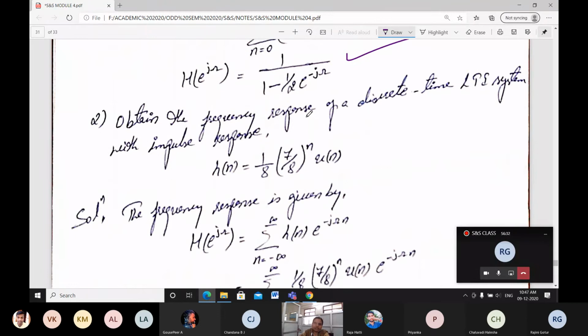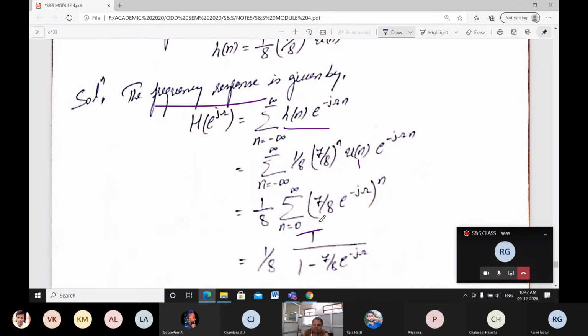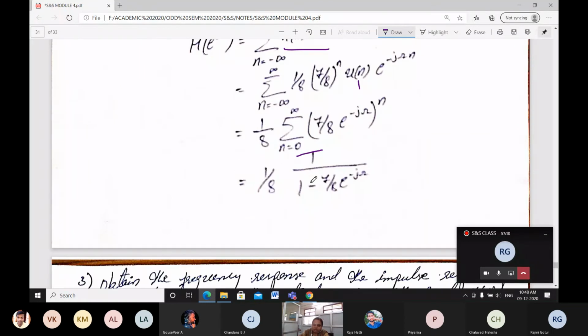Obtain the frequency response of a discrete time LTI system. Here h of n is given as 1/8 into (7/8)^n u of n. Use the frequency response equation, that is H of e raised to j omega is going to be summation n varying from minus infinity to plus infinity, h of n e raised to minus j omega n. Substitute for h of n, then u of n gives the limit, that is n varying from 0 to infinity. Then 1/8 taken outside, the leftover part is (7/8 e raised to minus j omega) power n. Again using the equation, we will be getting 1/8 times 1 divided by 1 minus 7/8 e raised to minus j omega.